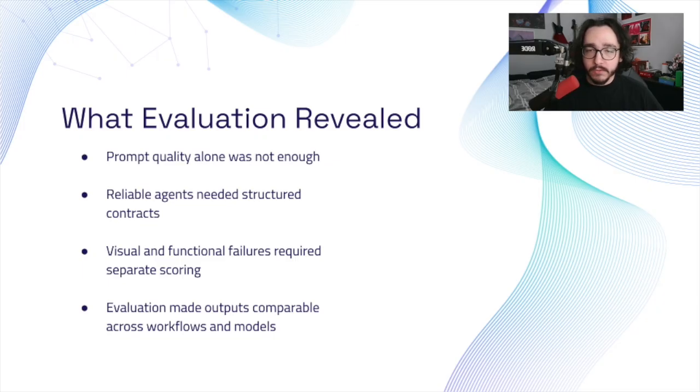It also showed that visual quality and functional correctness fail in different ways. A UI can compile and respond to input, but still look wrong. Or it can look close to the reference while missing interaction logic. Treating those as separate scores made the failures much easier to understand. The broader takeaway from my part is that evaluation is what makes these agent outputs useful beyond a single demo. Once we can score them consistently, we can compare approaches, debug failures, and improve workflows over time.